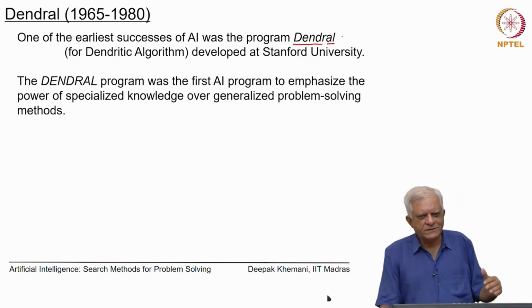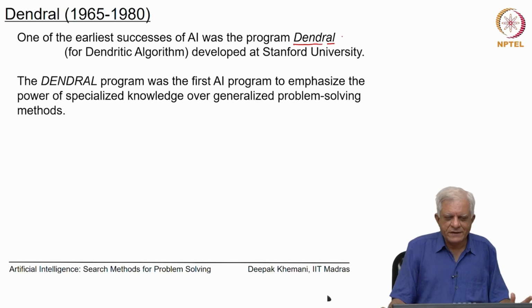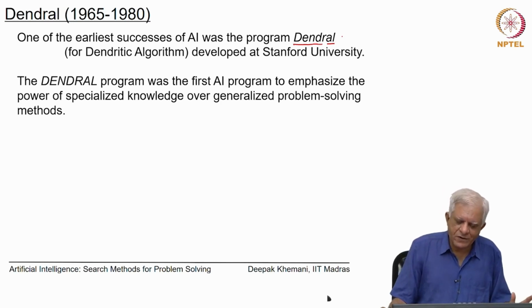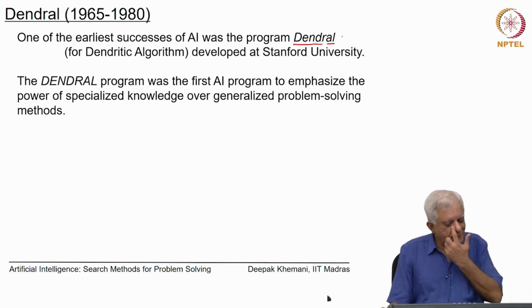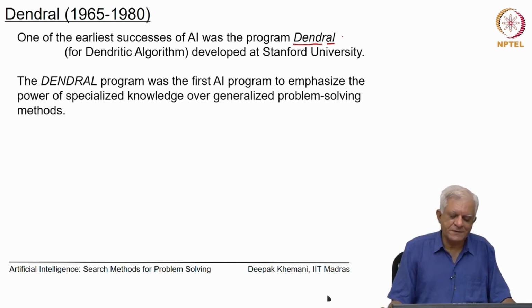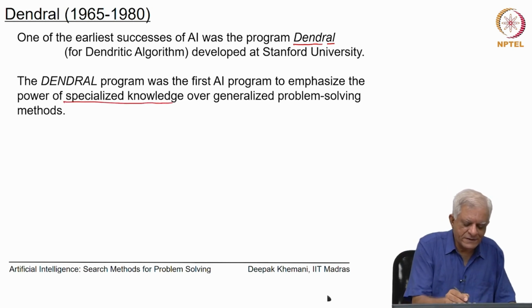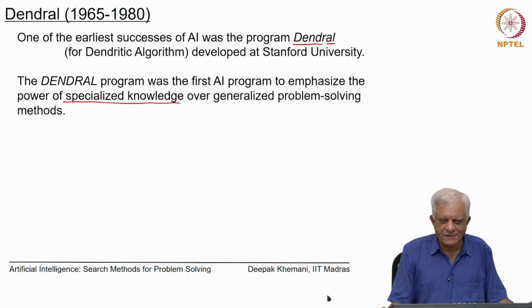So, we have seen throughout this course that search based approaches to problem solving, which are general approaches to problem solving, run into what we call a monster called combinatorial explosion or exponential growth, and we had been struggling to find various ways of trying to overcome that. One of them was the use of heuristic functions, but Dendral took this one step further, and it says that you can use specialized knowledge to solve problems.